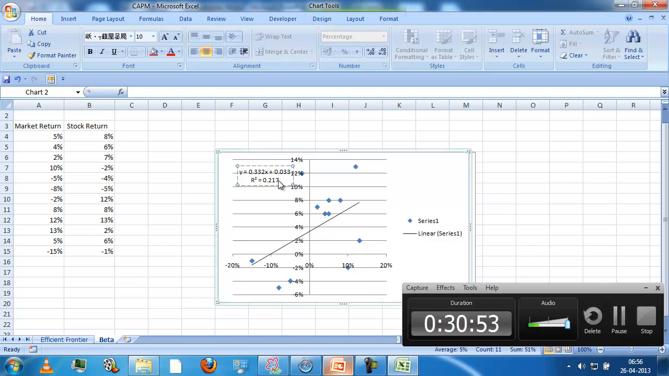So in this case, I was explaining that if you have to calculate beta, then you will plot the return of the market on the x-axis, that is the horizontal axis, and the return of the stock on the y-axis, that is the vertical axis. You'll plot a scatter plot, you'll insert a trend line, and you will look at the slope of the trend line. That slope of the trend line is your beta of the stock.